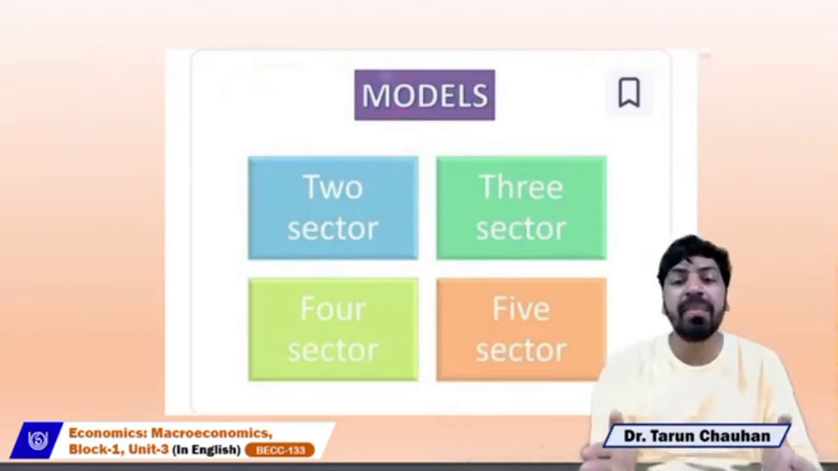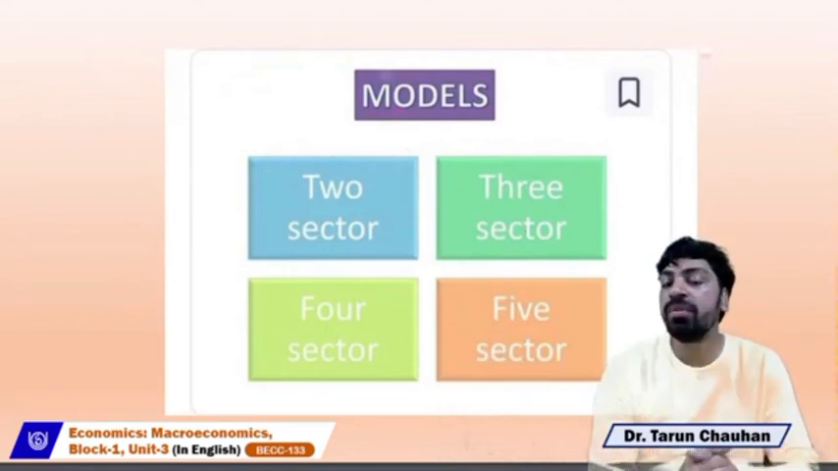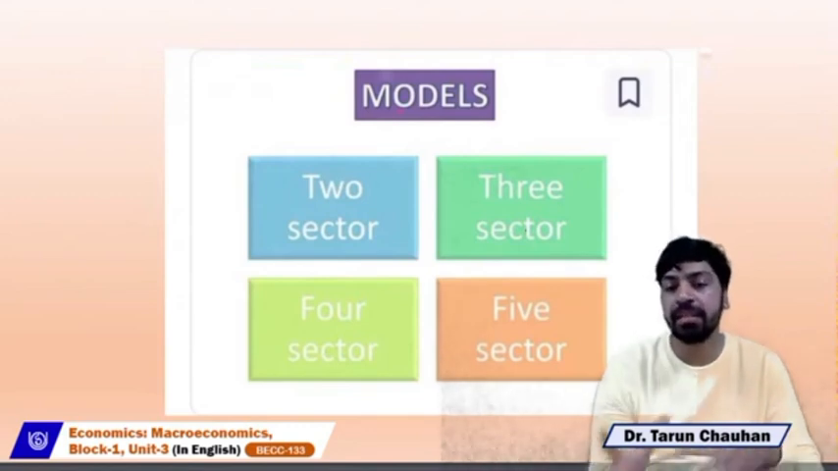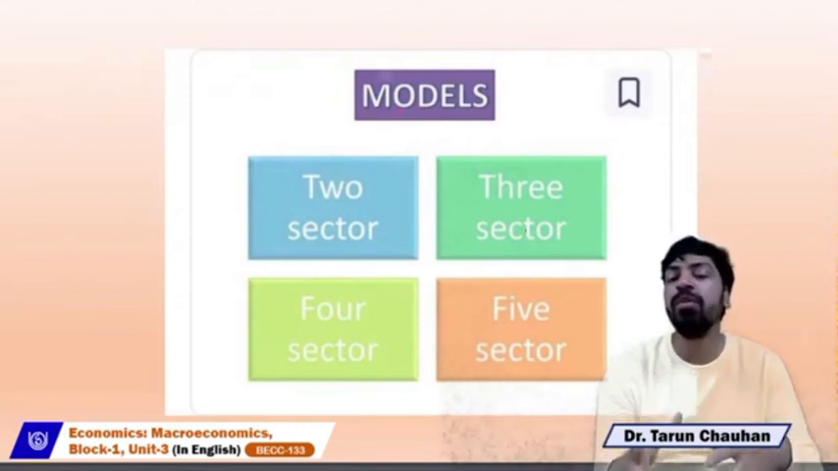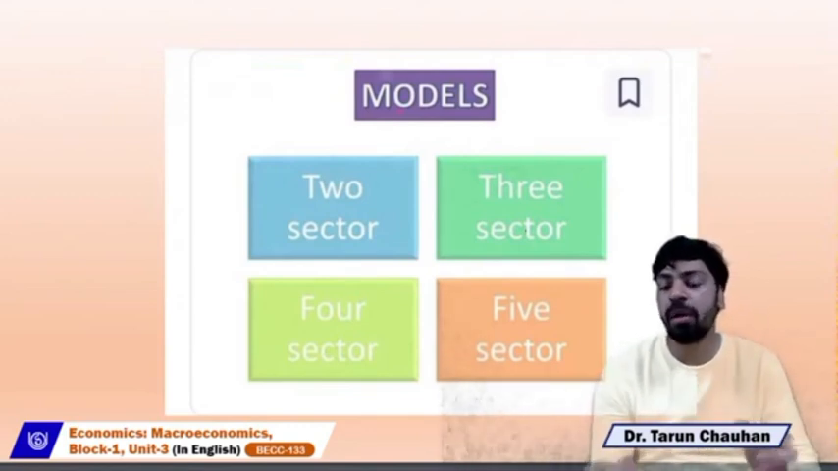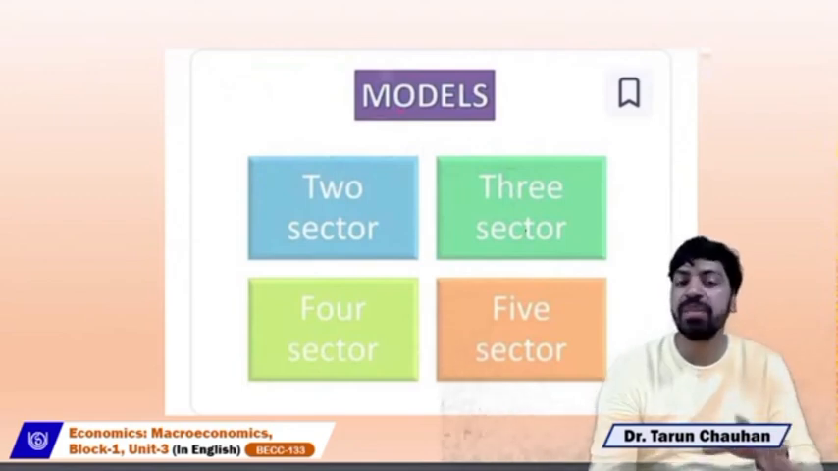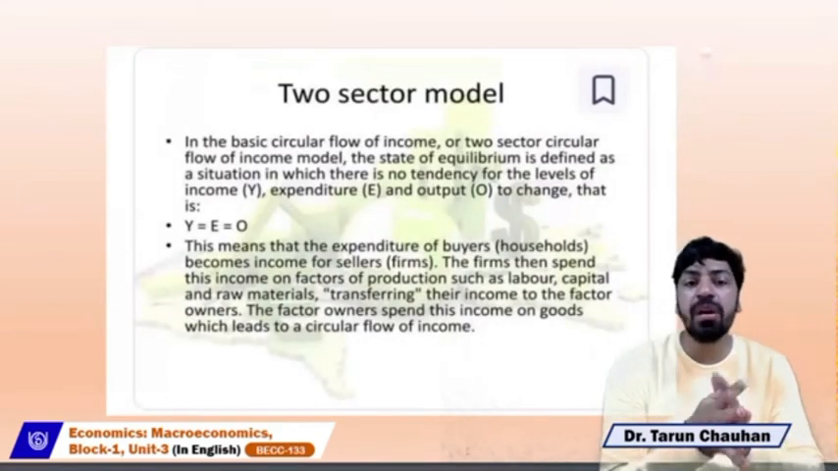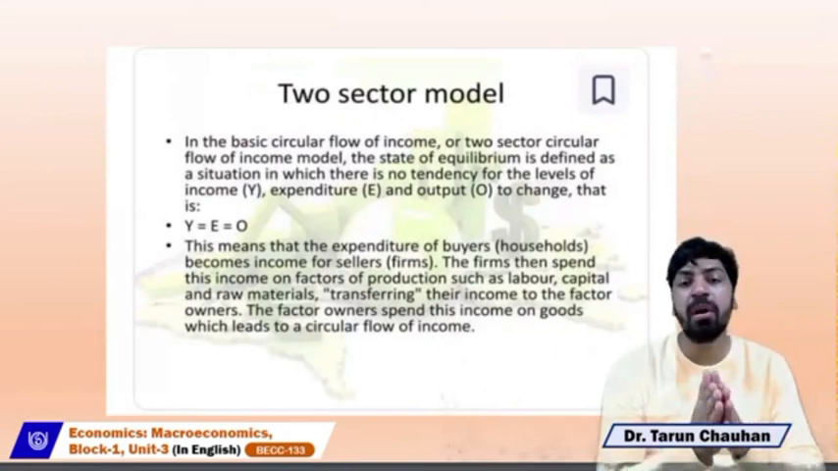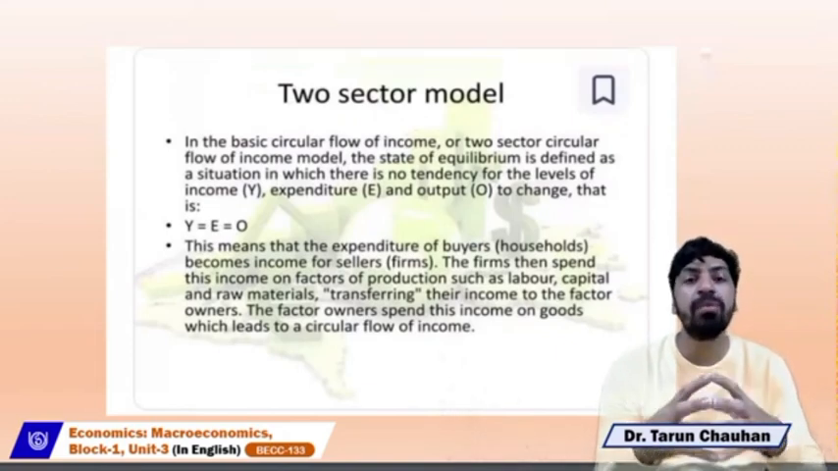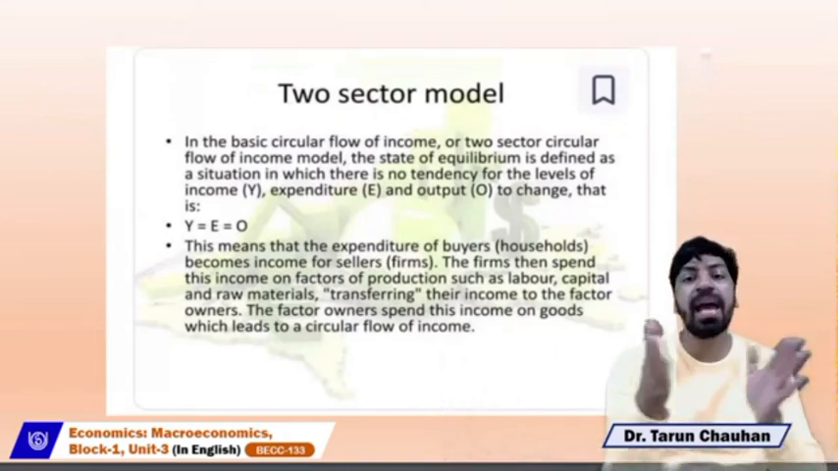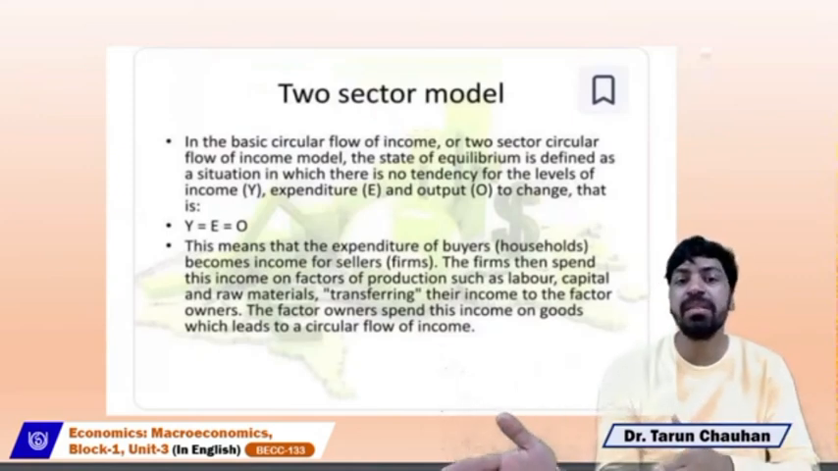So these are the main four models of circular flow of income. Let's have an overview of these four models. Let's begin with the two-sector model. In this particular model, we are talking about the households and the businesses or firms.